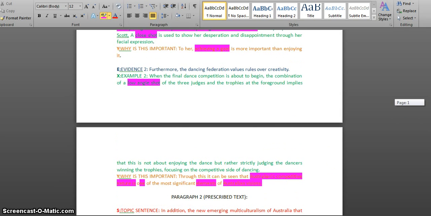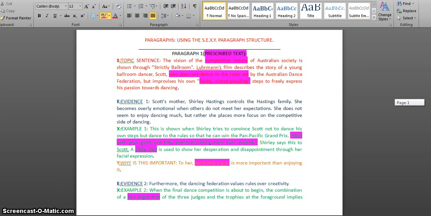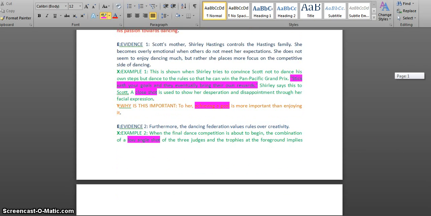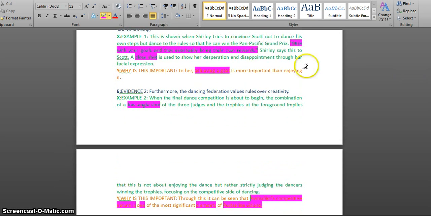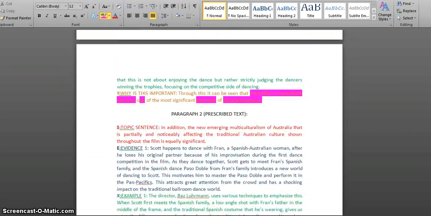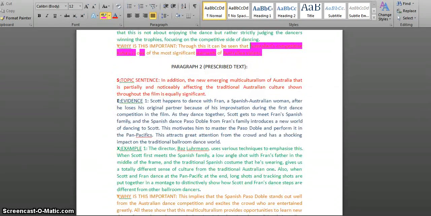Okay, so we can see that he has used a number of lines of argument, which is the evidence 1 and evidence 2, and he also uses some examples straight from the movie, some scenes, some camera shots, etc. And he explains why this is important. So all those elements are very important for all your paragraphs. Now, paragraph 2, prescribed text. So we got another paragraph.